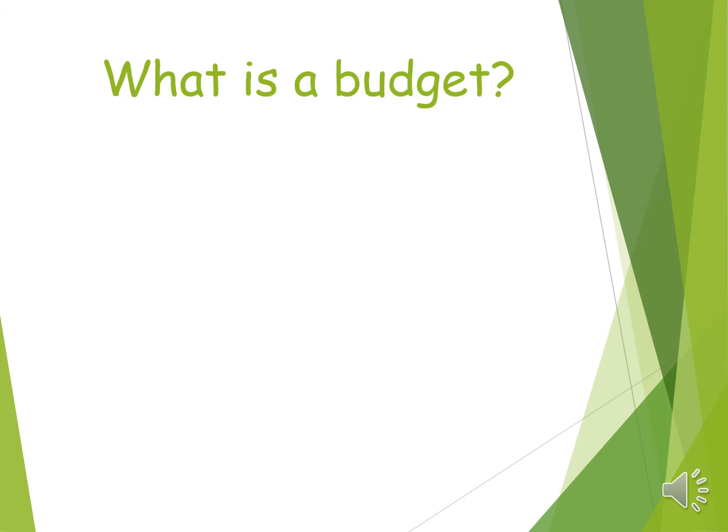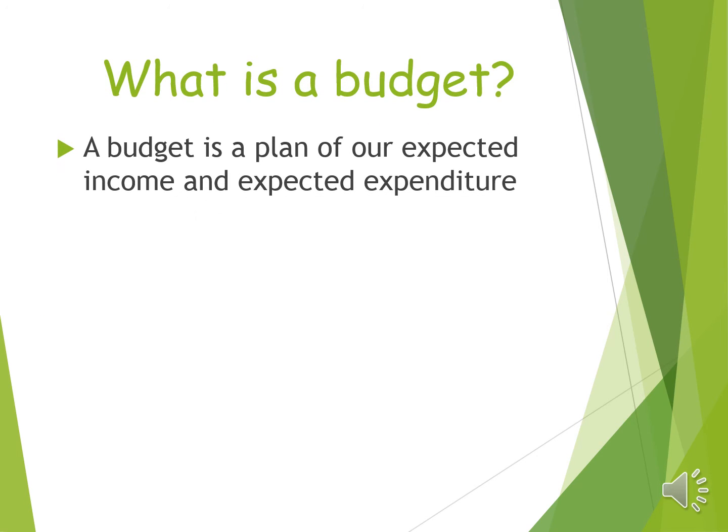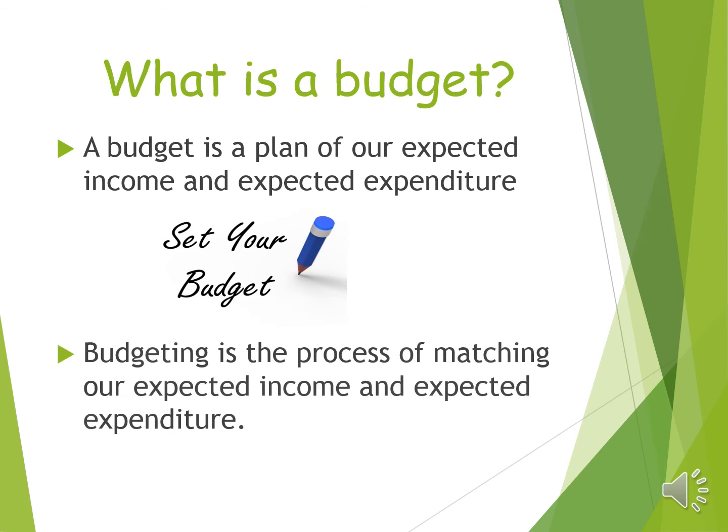So what is a budget? A budget is a plan of our expected income and expected expenditure for a particular period of time, for example a month or a year. So the term budgeting is a process of matching our expected income with our expected expenditure and trying to get them to balance.